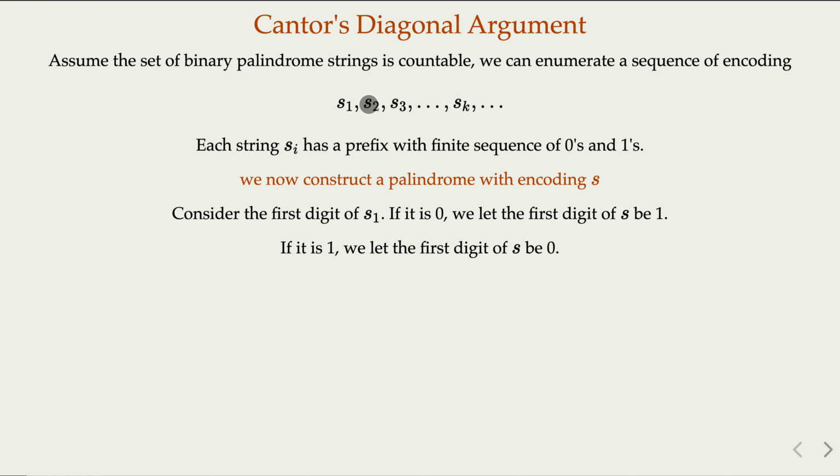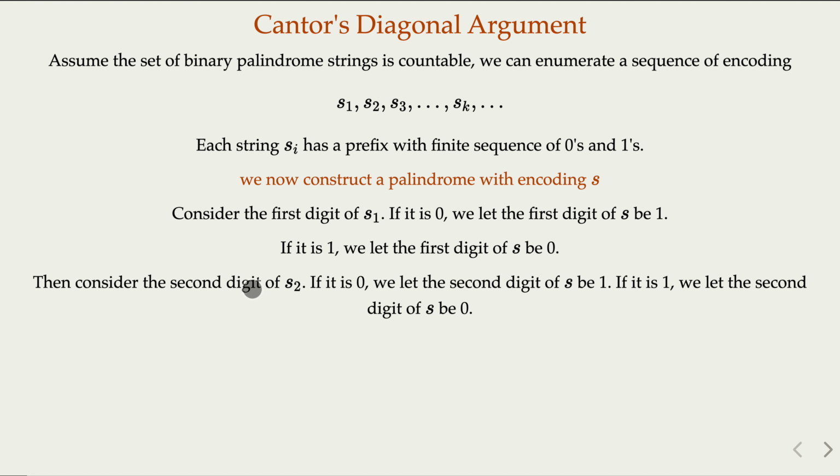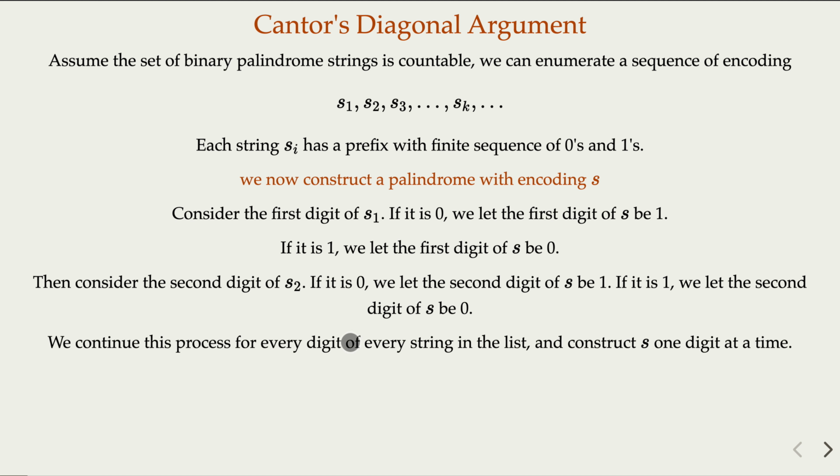And then we move on to the second digit. The rule is the same, right? For the second digit, if S2 is a 0 in your enumeration, then I choose S to be 1. And if it is 1, I choose 0. Always reverse that, which means we continue the process. So think about it. In that case, S is different from any element in your enumeration. In other words, S cannot be in your enumeration because of the way we construct it.